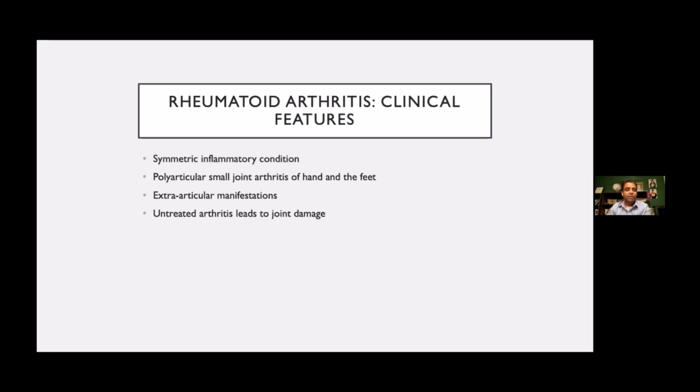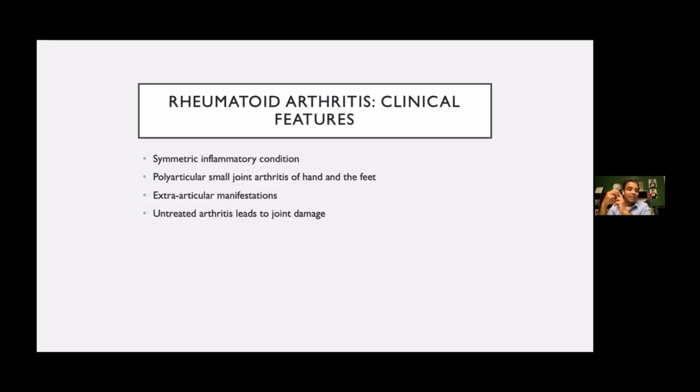Now, let's switch gears to some of the clinical manifestations of rheumatoid arthritis. As I mentioned in the first slide, it is a symmetric inflammatory arthritis, meaning you have inflammation involving both hands, both feet, both shoulders, or other joints in a symmetric fashion. And it has to be polyarticular, and predominantly it affects the small joints, such as the hand joints. The most typical are the MCP, the middle part of your knuckle, and the PIP. And the wrist is also a very common joint affected in rheumatoid arthritis.